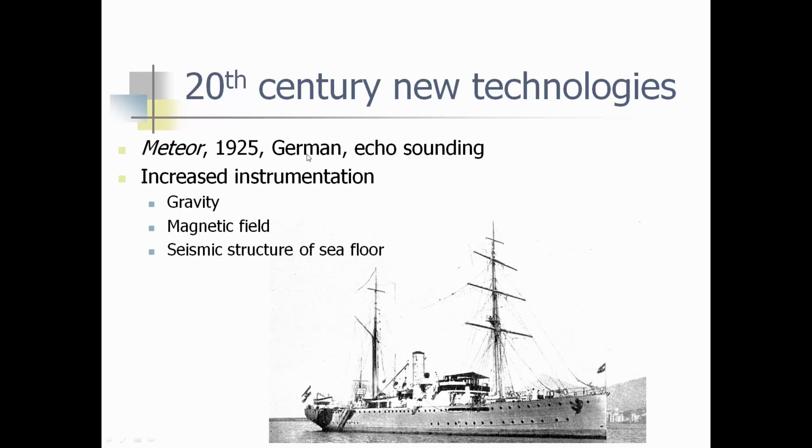1925, we had the Meteor, which was a German ship. They had the first echo sounding, so instead of dropping lines with weights down to figure out depth like they did with the Challenger, they used sound waves to bounce off the ground. They also did magnetic studies to find out magnetic fields created by motions in the outer core. And they did gravity studies, finding out that there were sections that had more gravity because of more mass. So they started looking at iron.